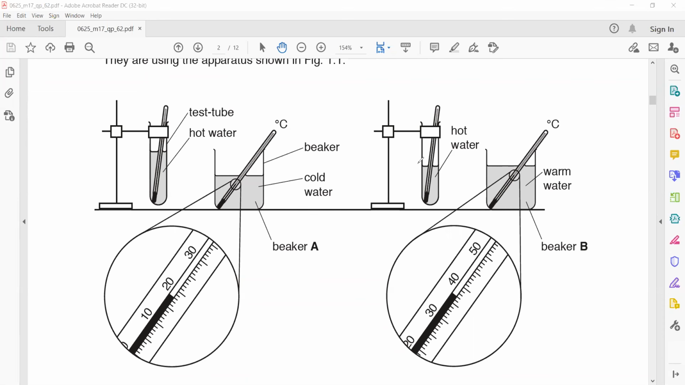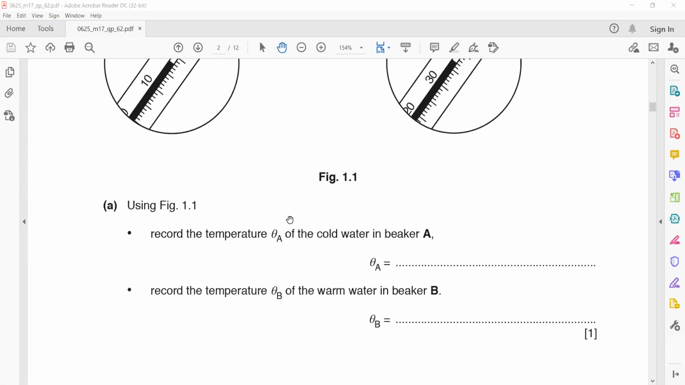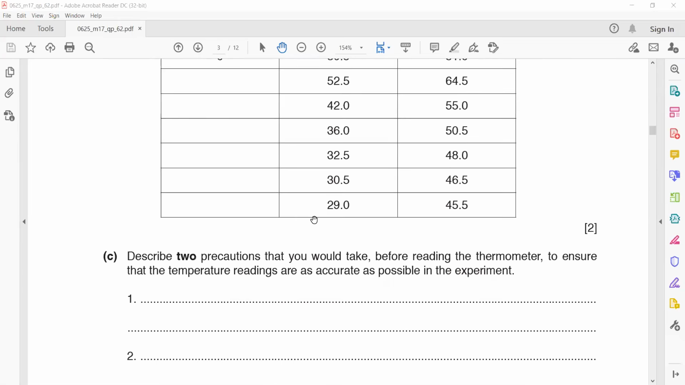Then the same amount of water. Even if you check this, they give you the answer in the question. As you can see here, we have a greater amount of hot water in the first experiment as compared to the second experiment, and the amount of cold water we are using in beaker A is less as compared to the warm water in beaker B. So for a fair comparison, we should take an equal volume of hot water in the tube.